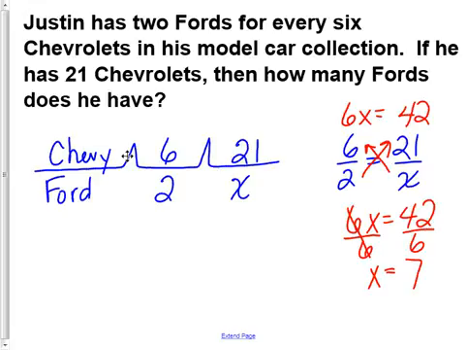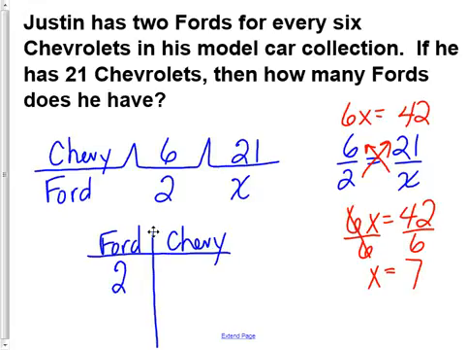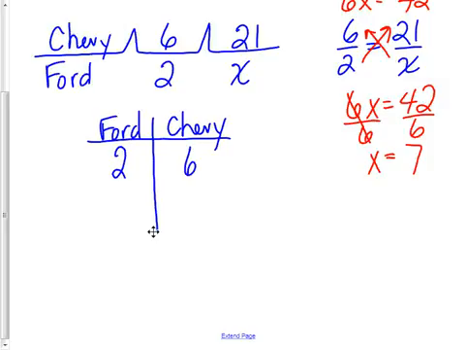So another method that I can use for this is a table to organize my information. I could say the ratio of Fords to Chevys is 2 Fords to 6 Chevys. And then I want to know how many Fords there are going to be if I have 21 Chevrolets. So notice again, I've got some ratios going here. A ratio of 2 to 6 is equal to a ratio of X to 21.